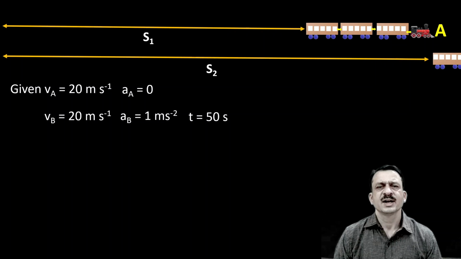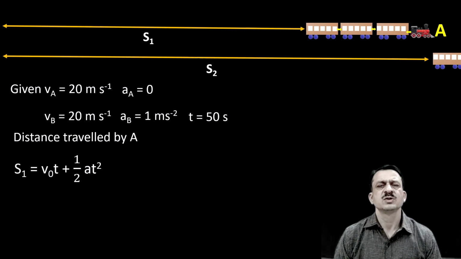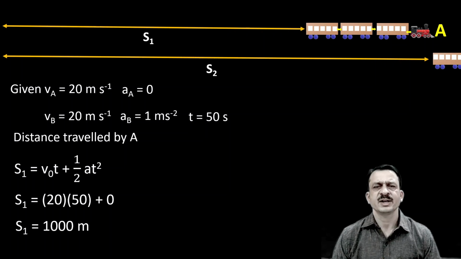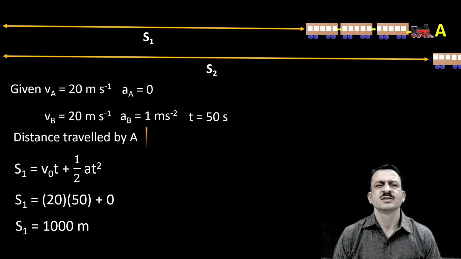Now by using the second kinematic equation, we will work out S1 and S2. For the first train, the distance traveled by A is S1 is equal to V naught t plus half a t square. Since acceleration is 0, the second term is 0 here. Therefore S1 is equal to V naught, which is 20, times time, which is 50. Therefore 1000 meter. This is the distance traveled by train A in 50 seconds.